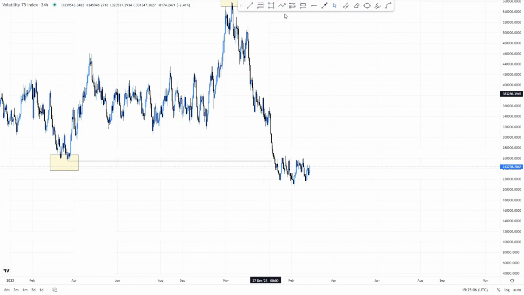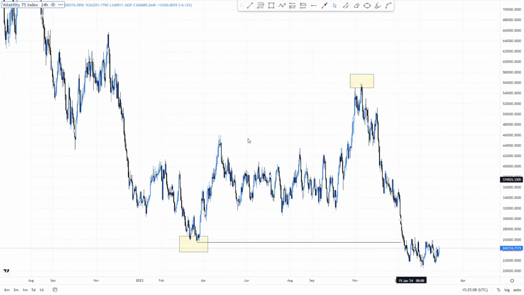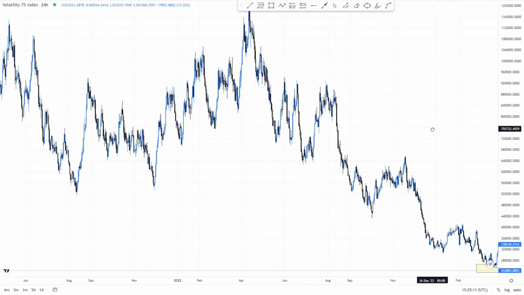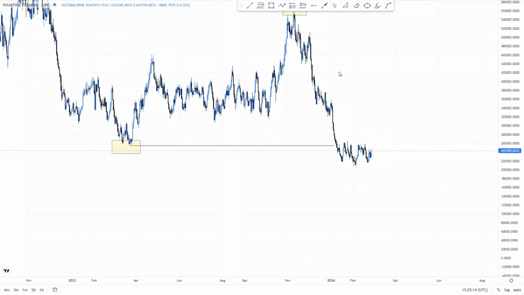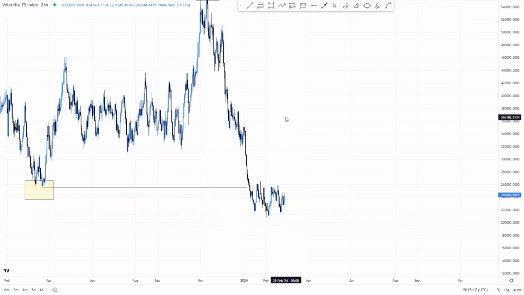So what they normally do each and every single time, once they take out that major swing leg, they'll obviously give you a major pullback before a major continuation. Those are basic institutional things that you must know and understand. Right.